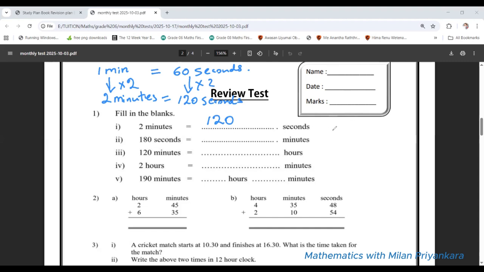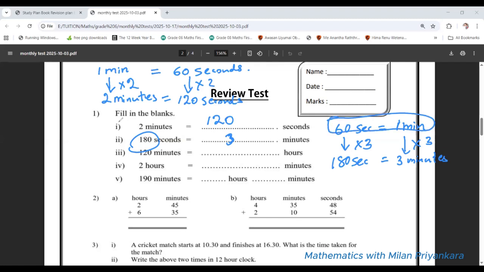180 seconds. So first we write what we know. We know that 60 seconds equals 1 minute, right? 60 seconds equal 1 minute. So how did this become 180? It has been multiplied by 3. So 180 seconds equals, so this also has to be multiplied by 3. Then it's going to be 3 minutes, right? So you understand that this is going to be 3 minutes, right? 180 seconds is equal to 3 minutes. 60 seconds equal to 1 minute. 180 seconds equal to 3 minutes because it is 3 times, right?